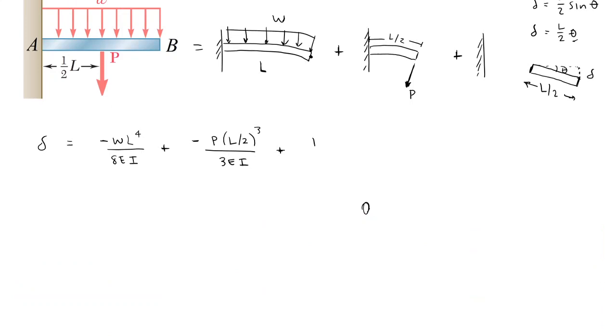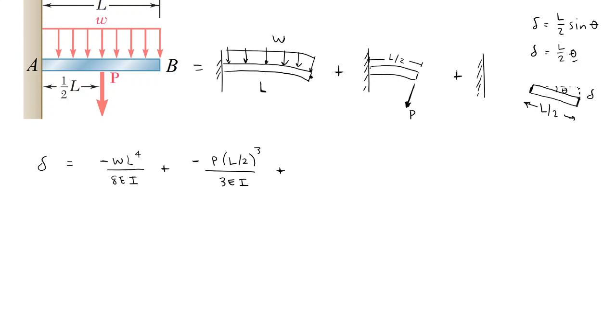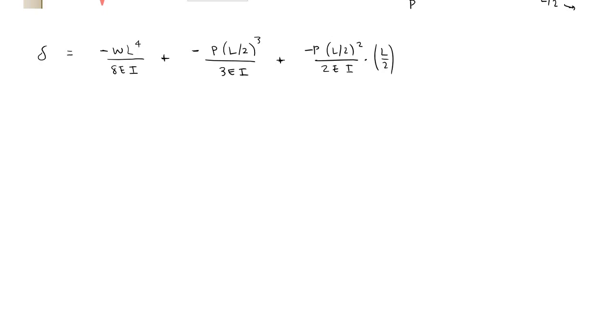So I would have that equation, which is minus P times L over 2 squared over 2EI, which is this angle, times L over 2. Times L over 2. Okay, and that's gonna be my total deflection. I'm just gonna reorganize a couple of things here.